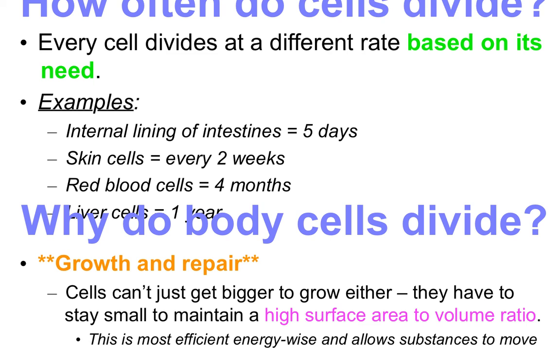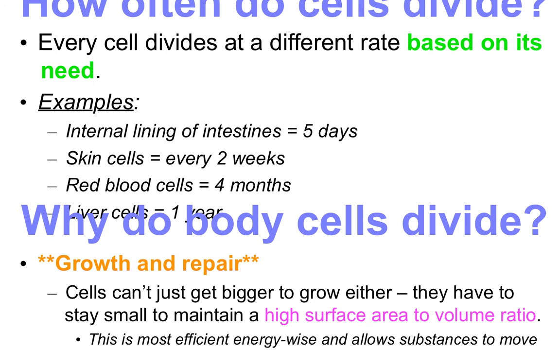Now every cell does this, it divides, and it's usually at a different rate. It really depends on what type of cell it is and how often it needs to divide. So for example, your intestinal cells divide about every 5 days. Skin cells divide about every 2 weeks. Red blood cells take a lot longer, about every 4 months. And liver cells, their cellular division is very slow. It could take a year to duplicate them.